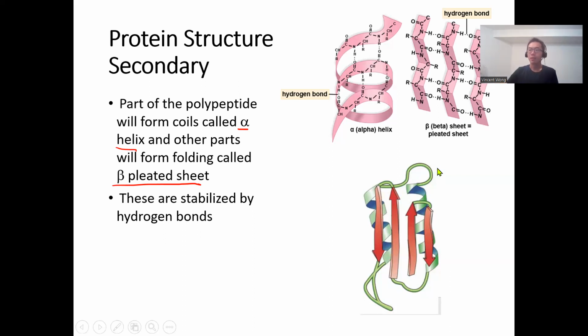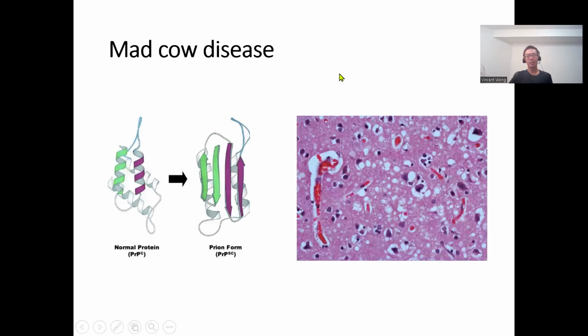All right. So you might be thinking, who cares? Alpha helix, beta pleated sheets, why do I have to know this? Is there any real life implication that's relatable? Yeah, there are a lot of real life implications, but let me just show you one that you might be interested in. Okay, mad cow disease.